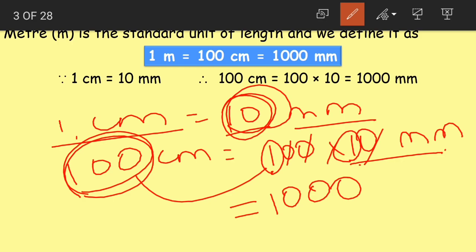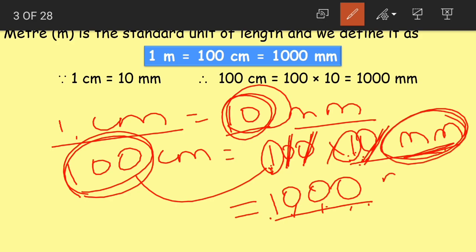Understood students? What did I do? I multiplied the non-zero numbers 1 and 1. 1 ones are 1, and then I counted the number of zeros and wrote them here. 1, 2, 3 zeros. Yes. Now what will this answer be? 1000 millimeters. The unit is very much important. We should write millimeters. Now 100 centimeters is equal to 1000 millimeters.